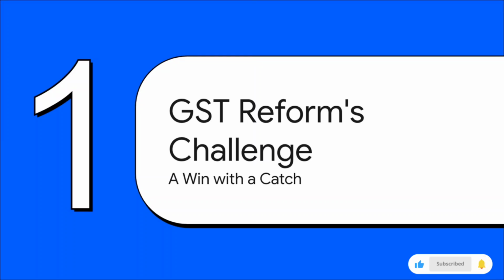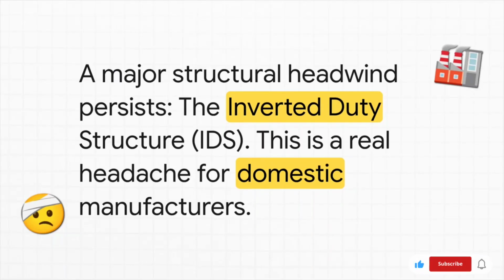Moving India's GST into a simpler two-slab system, that's a huge win for the economy. But, and you knew there was a but coming, it came with a catch. It didn't quite solve everything. And that catch has a name. Hiding in the shadows of this big reform is a major structural problem, the inverted duty structure, or IDS for short. And believe me, this thing is a massive headache, especially for India's domestic manufacturers.